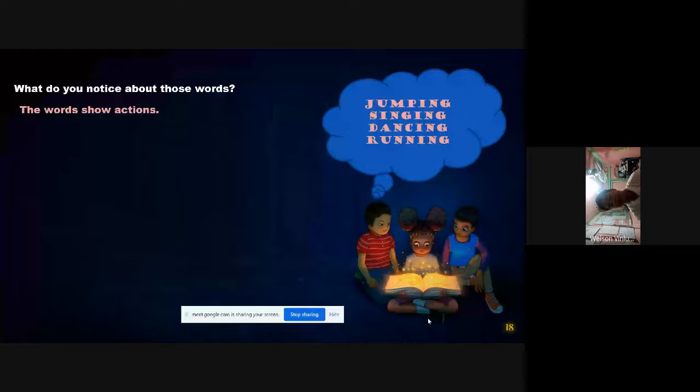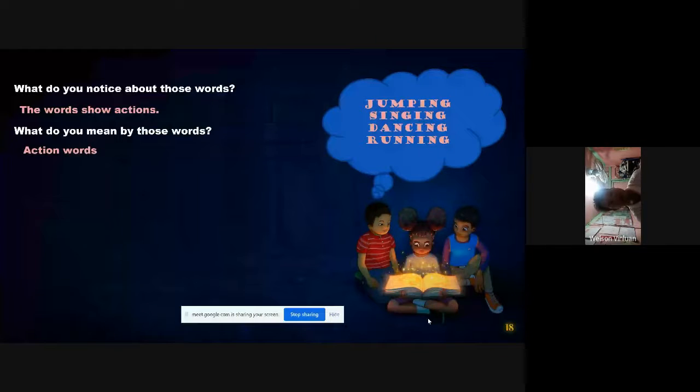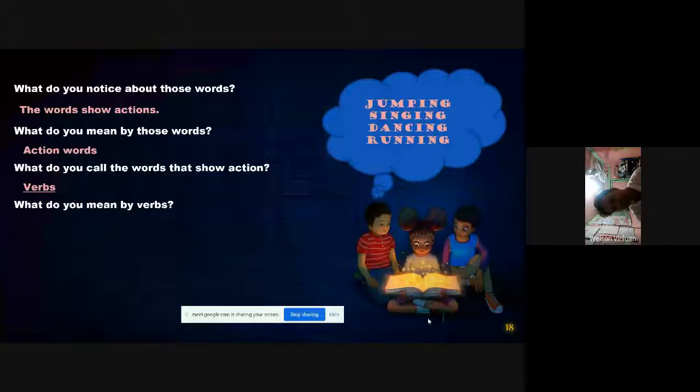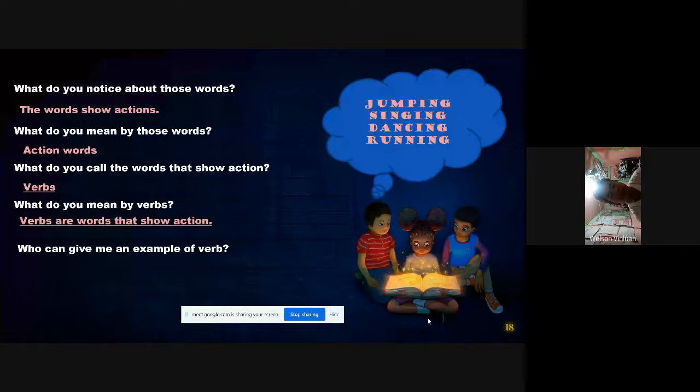So, what do you mean by those words? Okay, those means are action words. So what do you call the words that show action? Okay, very good. It is called verbs. So what do you mean by verbs? Okay, very good. Verbs are words that show action. Who can give me an example of verb?